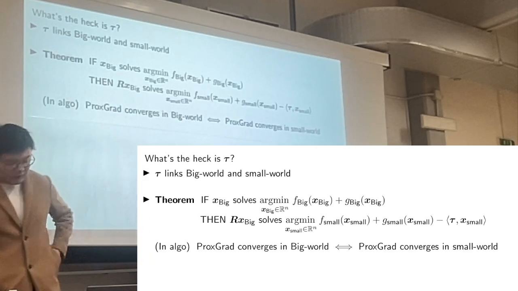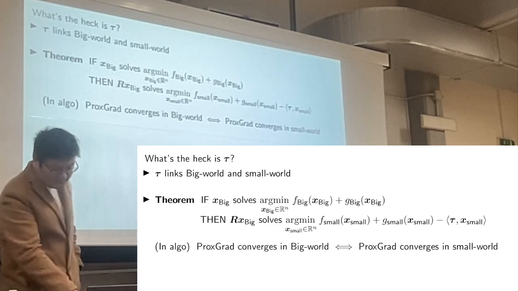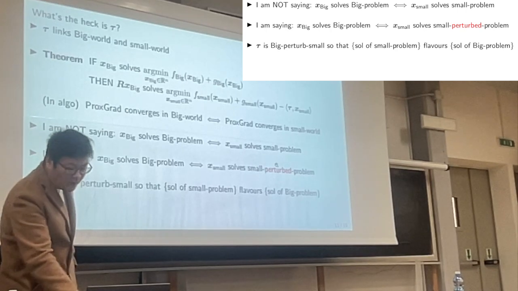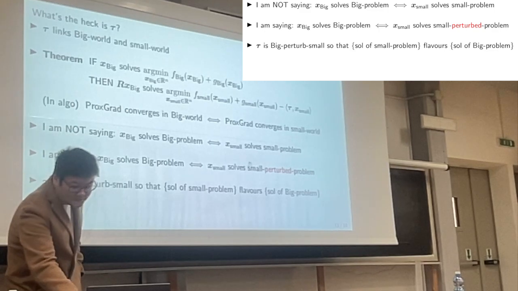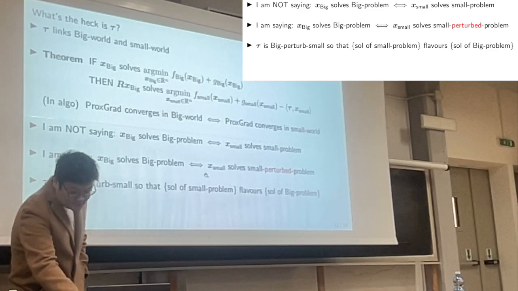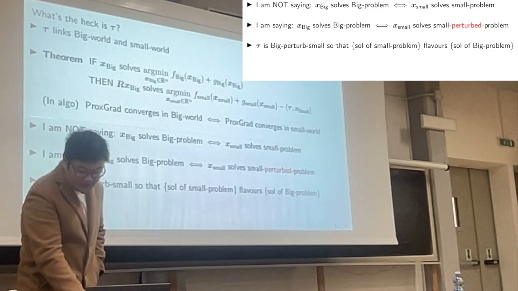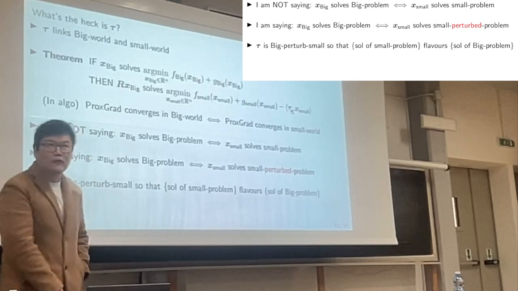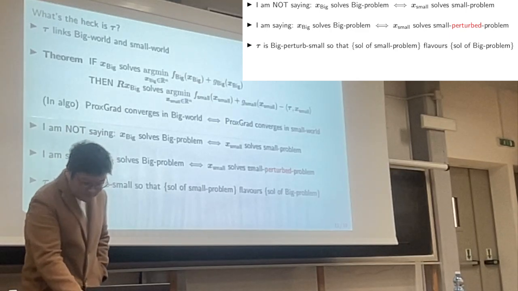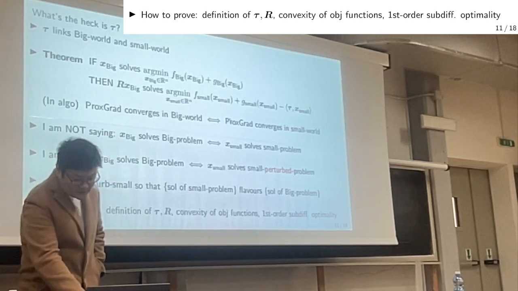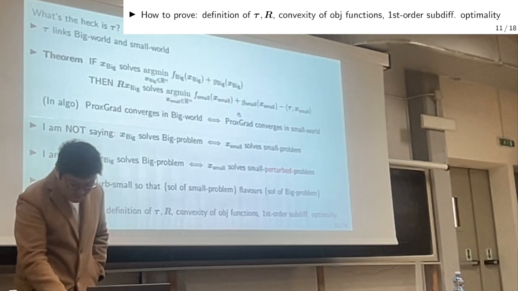So, in other words, proximal gradient convergence in the big world implies proximal gradient convergence in the small world, but each model is a perturbed small world, not the small world. I'm not saying big solved implies small solved. I'm saying big solved implies small solved perturbed. And if this guy disappears, I get the small solution. Something like that, okay? Okay, then how do you prove this? Just details, read the paper, okay?